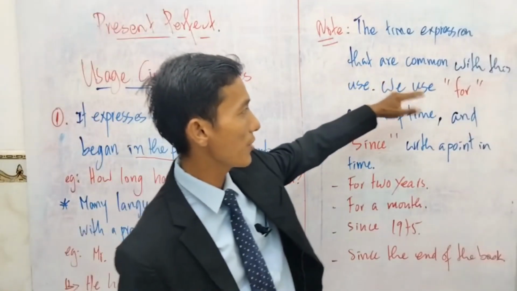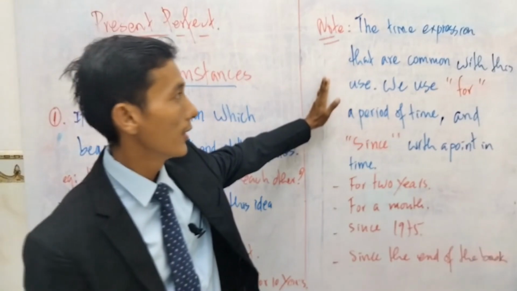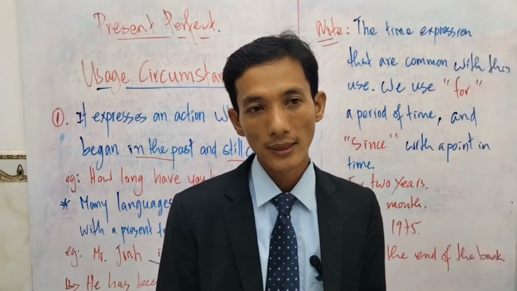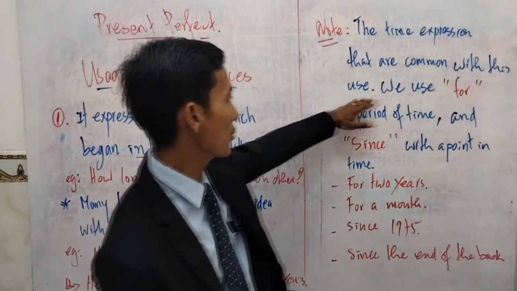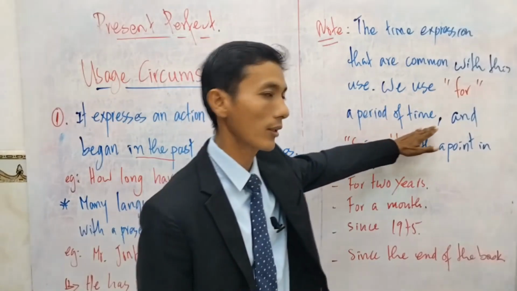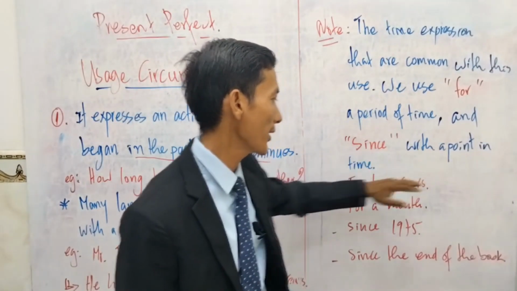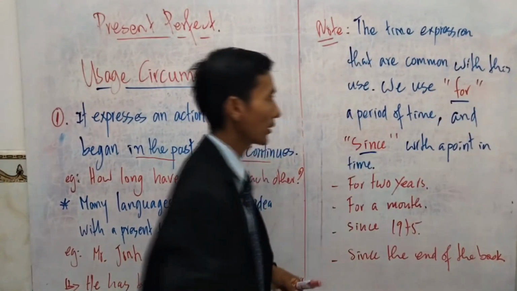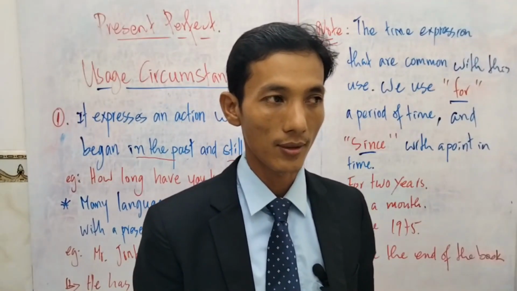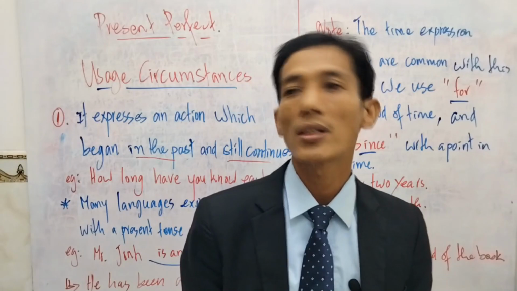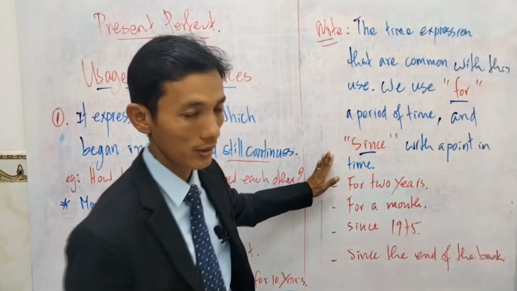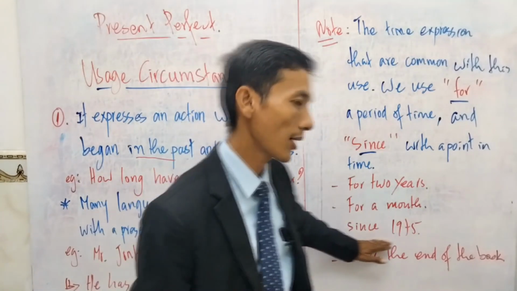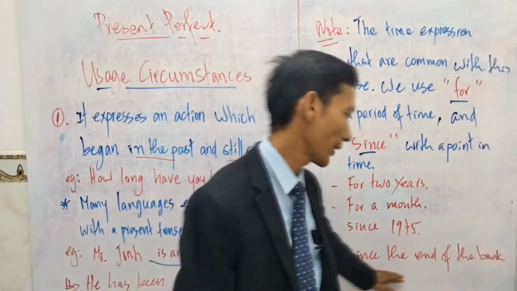Take note of the time expressions that are common with this use. Time expressions commonly used with the present perfect are for and since. We use for to talk about a period of time, and since with a point in time. Now take a look at examples: for 2 years, for a month, since 1975, since the end of the book.